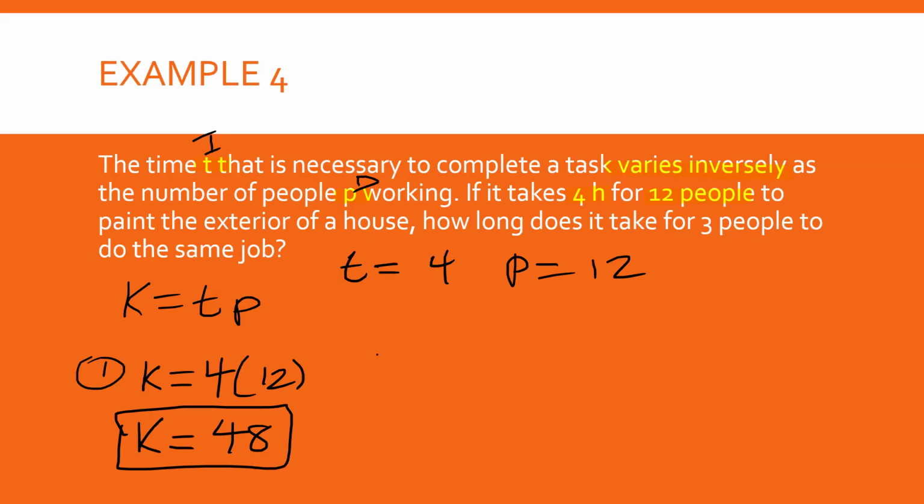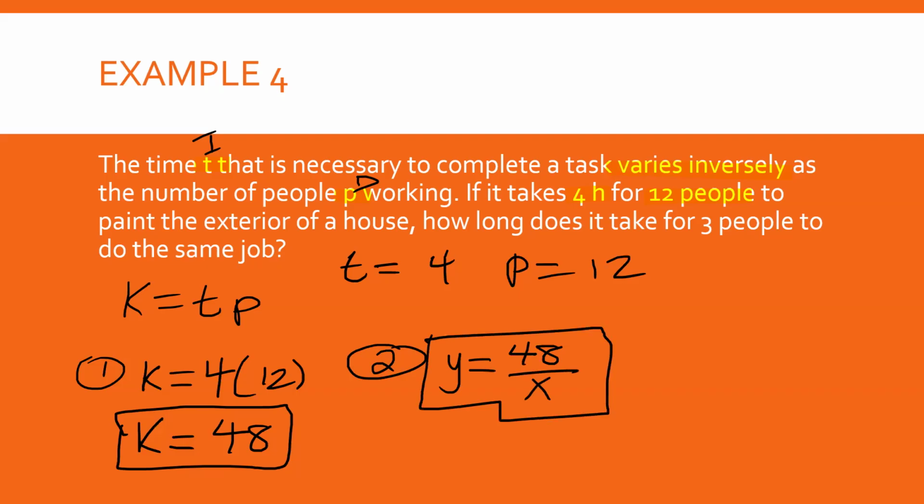Step 2 is to write your equation. Because this is inversely related, that means that our equation equals y equals k divided by x. And what is our k? 48. So our equation would be y equals 48 over x. Step 3 is you're going to solve for what it's asking you. What is it asking us? How long would it take for 3 people?